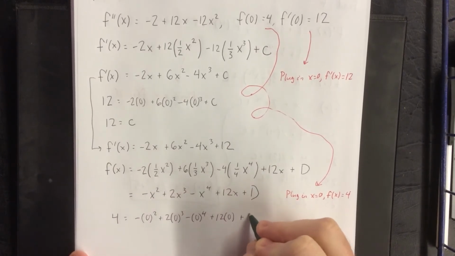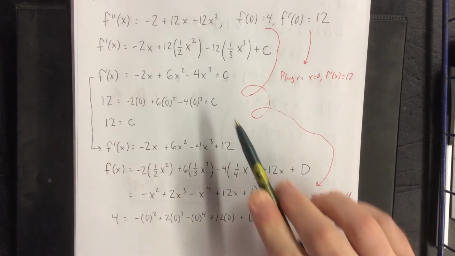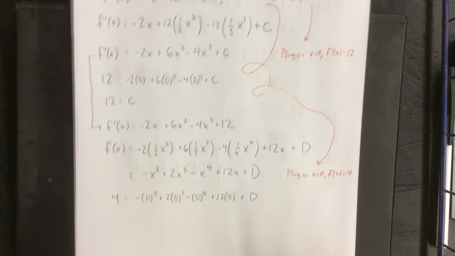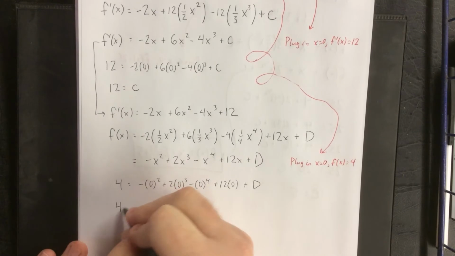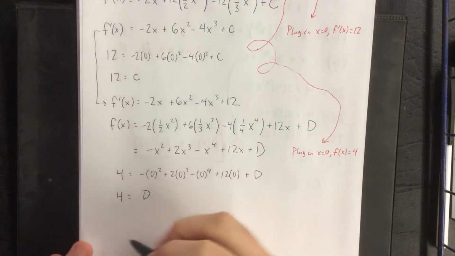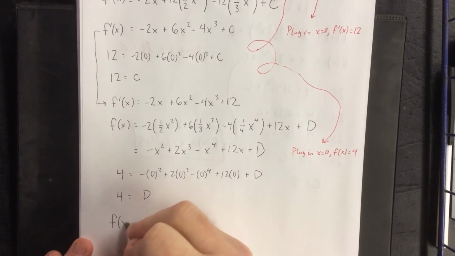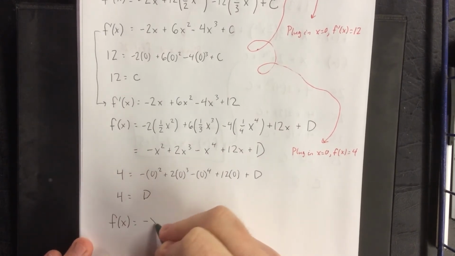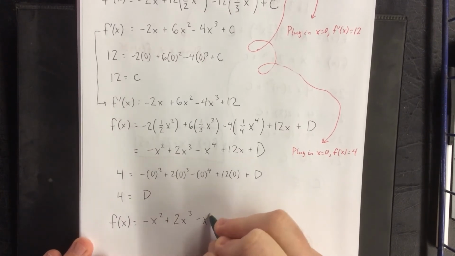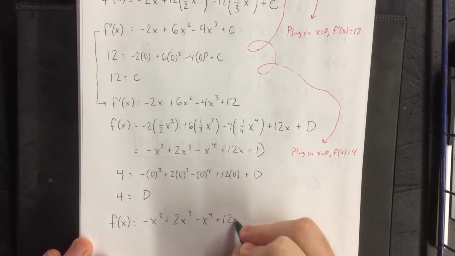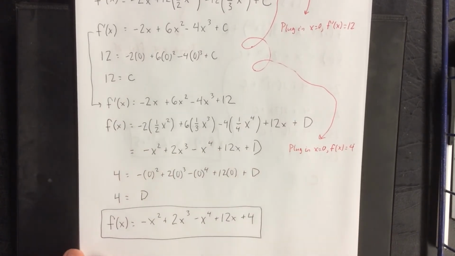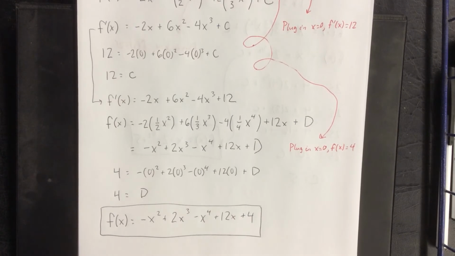Now, just like what happened for the other one, for this guy up here, most of the right-hand side is simply going to drop out, and we'll wind up getting that d is equal to 4. So what I'm going to do is take what I had for f of x and recopy this with the value of d plugged in. That was negative x squared plus 2x cubed minus x to the fourth plus 12x plus 4. And that will be my final answer for f.